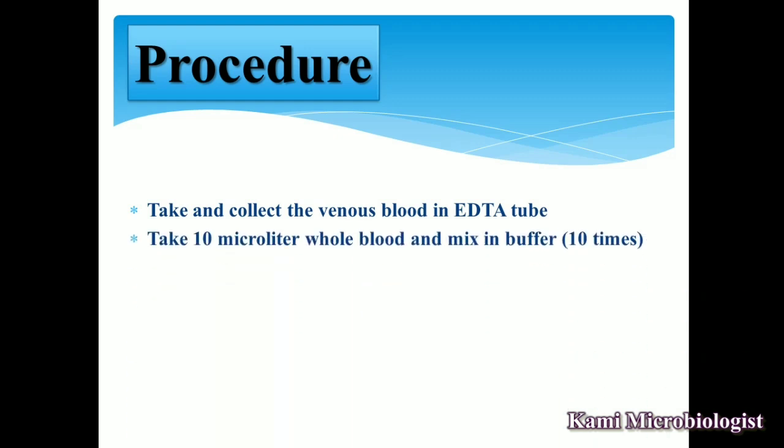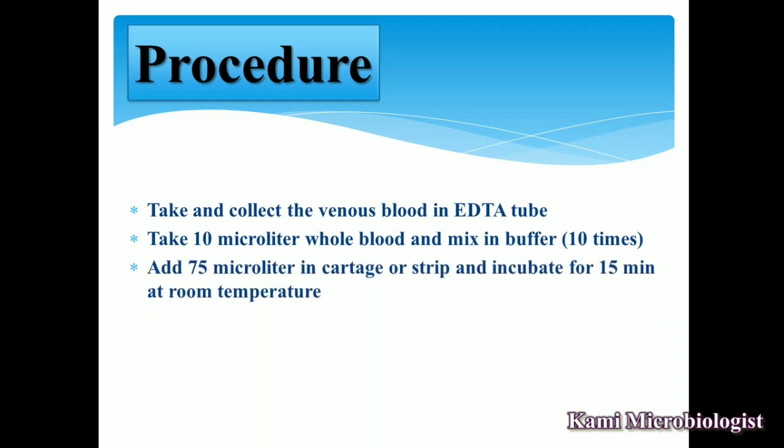Then you will take 10 microliter of the whole blood and mix it into the buffer 10 times. Then you will take 75 microliter and put it into the cartridge or strip and incubate it for 15 minutes at room temperature. After that you will read the strip in Fine Care, quick or standard. If you take the incubation in the incubator machine for 15 minutes, then you will run it quickly.